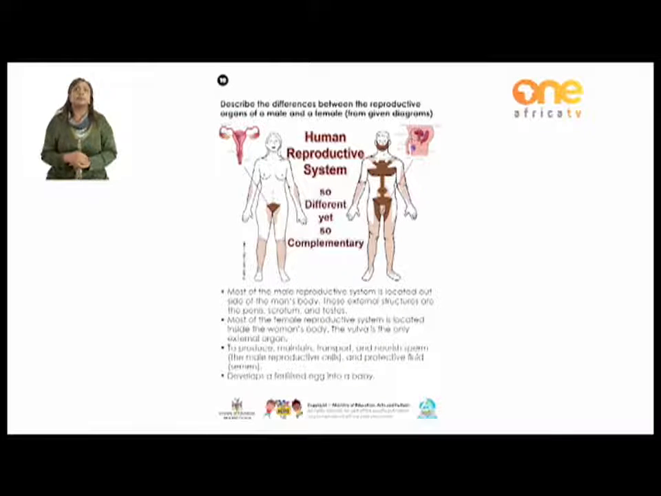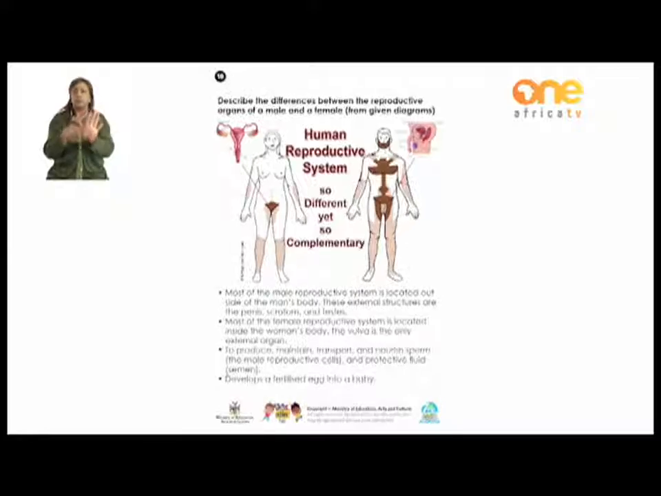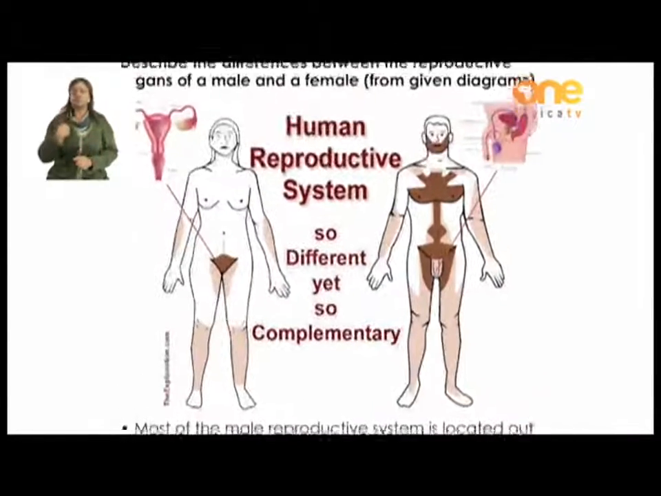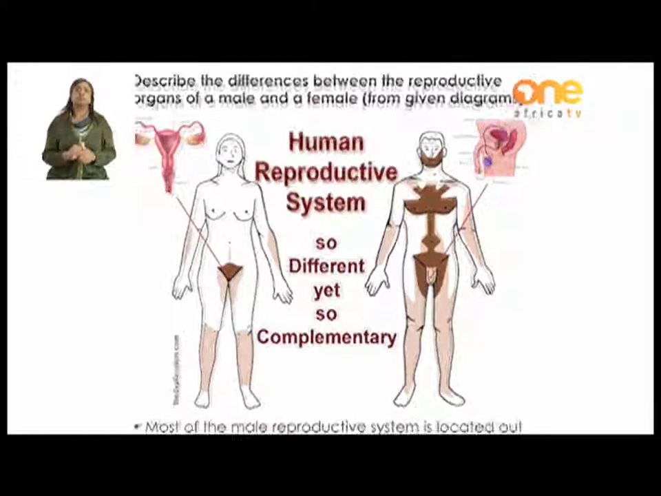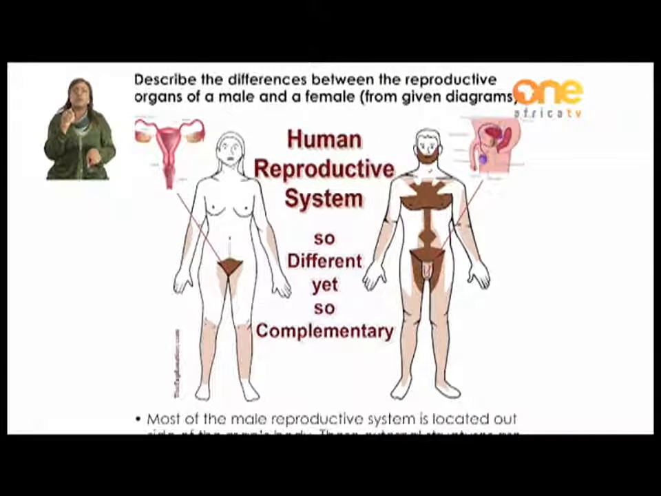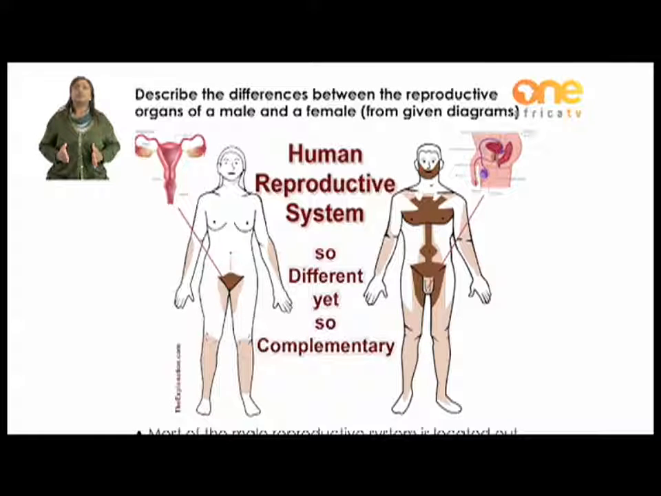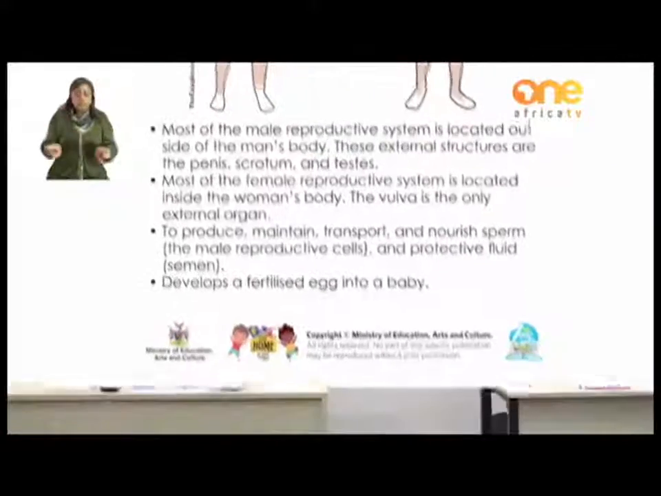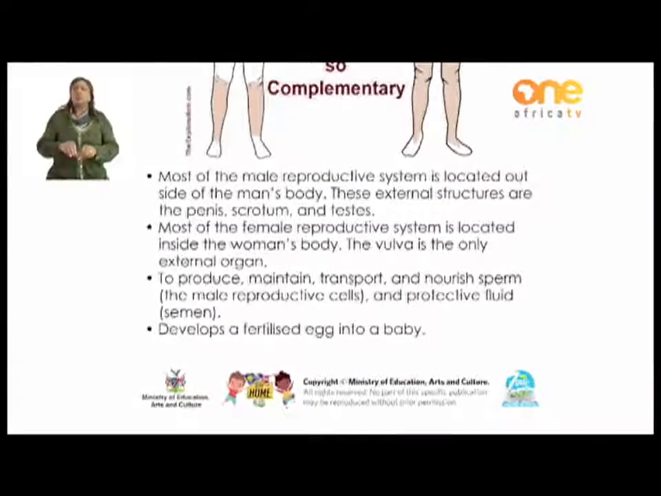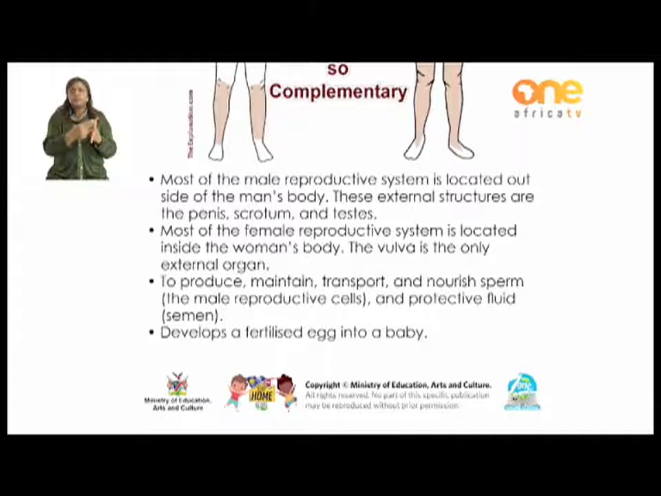diagrams. So here on page 18, we have two diagrams, one on the left and one on the right, of a male and female. The human reproductive system is so similar, and yet it is very different from each other, but there are a lot of complements to these bodies. Now, if you want to state a difference between the reproductive organs of a male and female from a given diagram, then we have to look at the organs that these body systems house.